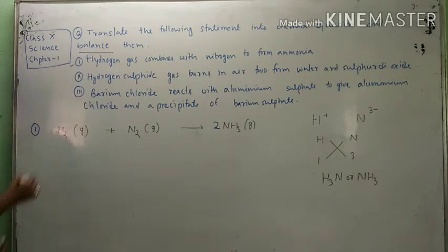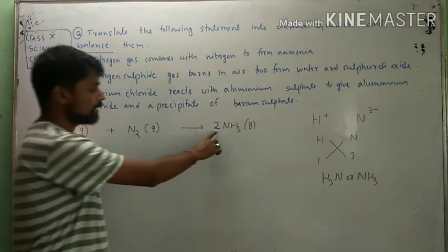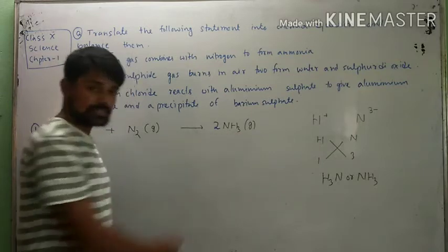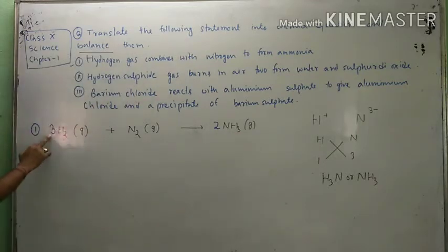So what we have to do? We have to put a 3 before the hydrogen. Now see what happens? The number of hydrogen becomes 6. Nitrogen is 2 and 2, so nitrogen is balanced. Similarly, 3 into 2, hydrogen is 6. Here also hydrogen is 6, 2 into 3. So the first question is done.